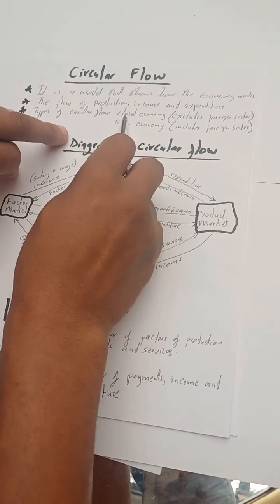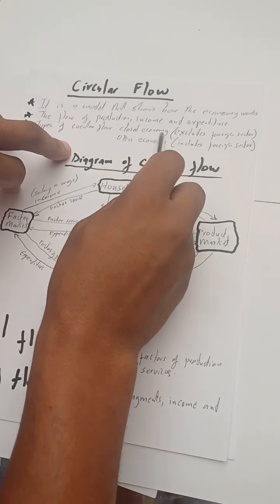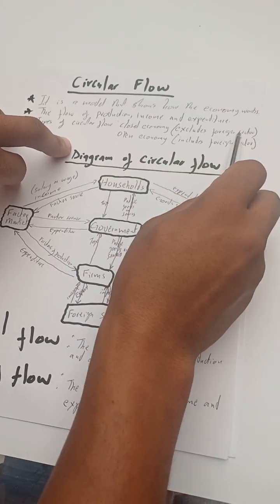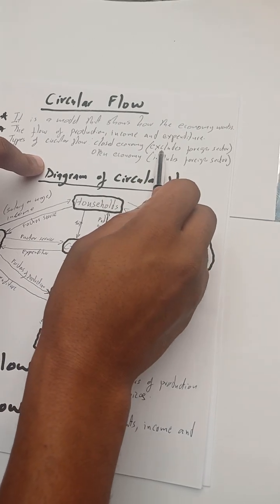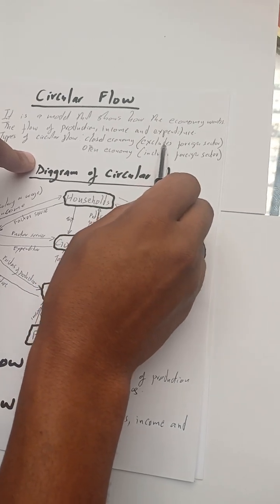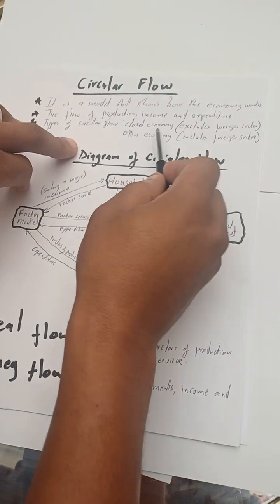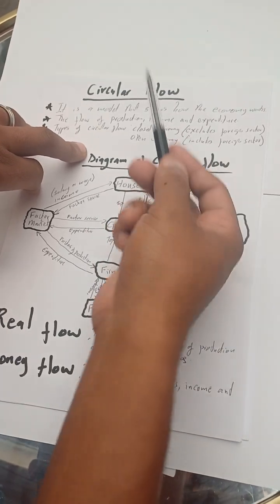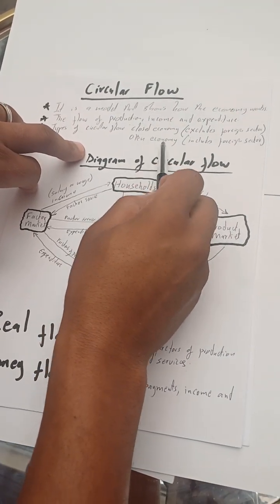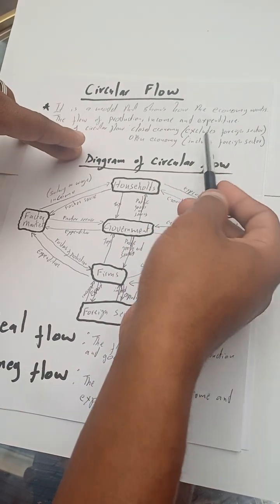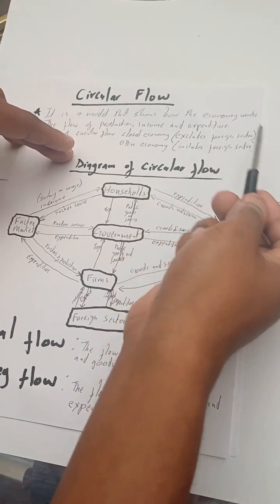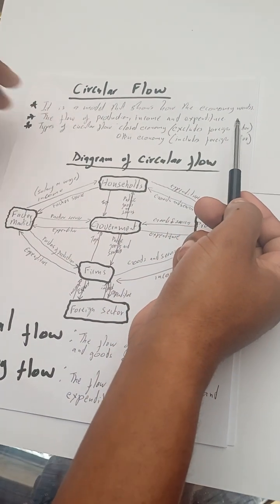We have a closed economy, meaning it excludes the foreign sector. It's whereby economy lo country import kwaye export goods and services. That is a closed economy. Secondly, we have an open economy, meaning it includes the foreign sector. They do import and export goods and services.